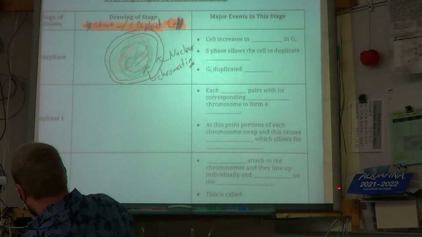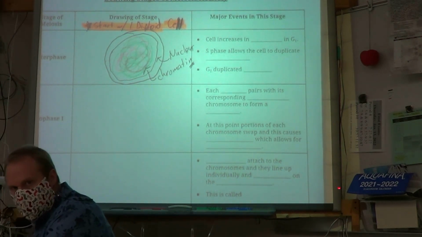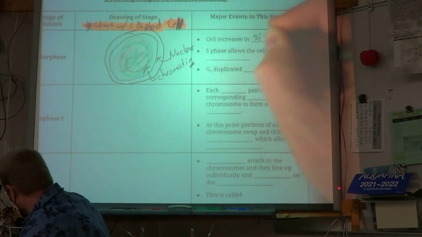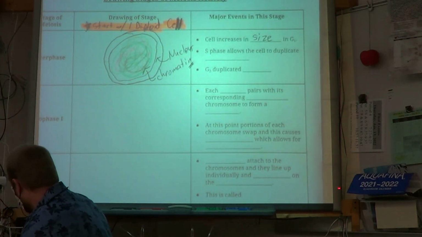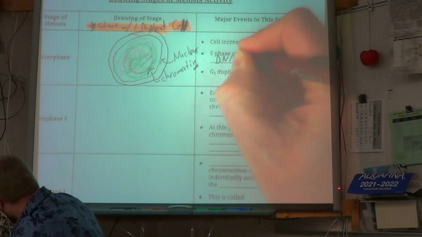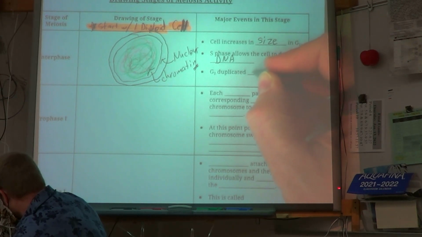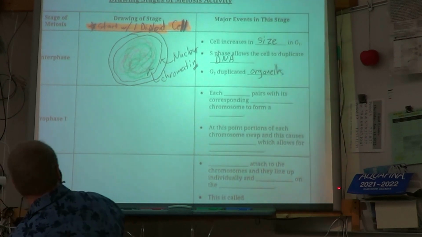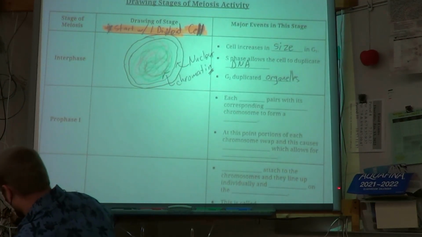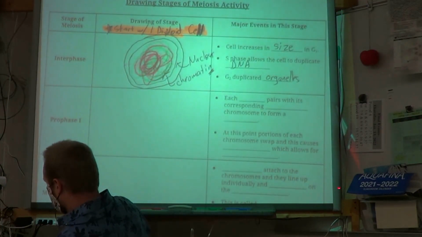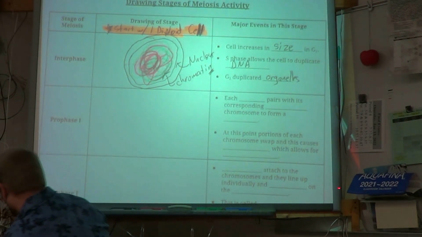Okay. So what happens in G1? Cell grows. So the cell increases in size in G1. And S phase allows the cell to duplicate the DNA, and then in G2 we're going to say they duplicate the organelles. We talked about how some texts have that kind of differently, but we're going to go with it. Okay, red and green. That's the diploid cell. Trust me, it is.